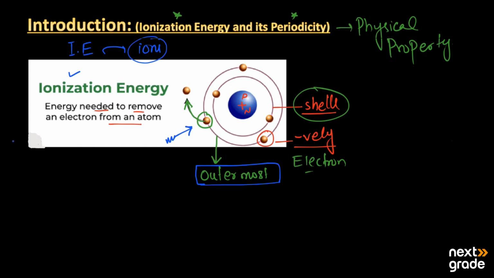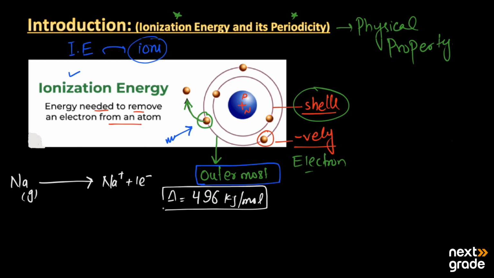Here we have an example. We have a sodium atom in the gaseous state, and we want to remove an electron from its valence shell. It will change to sodium positive ion and one electron. Here the amount of energy absorbed by the sodium atom is 496 kilojoule per mole. So this energy is known as the ionization energy for sodium.